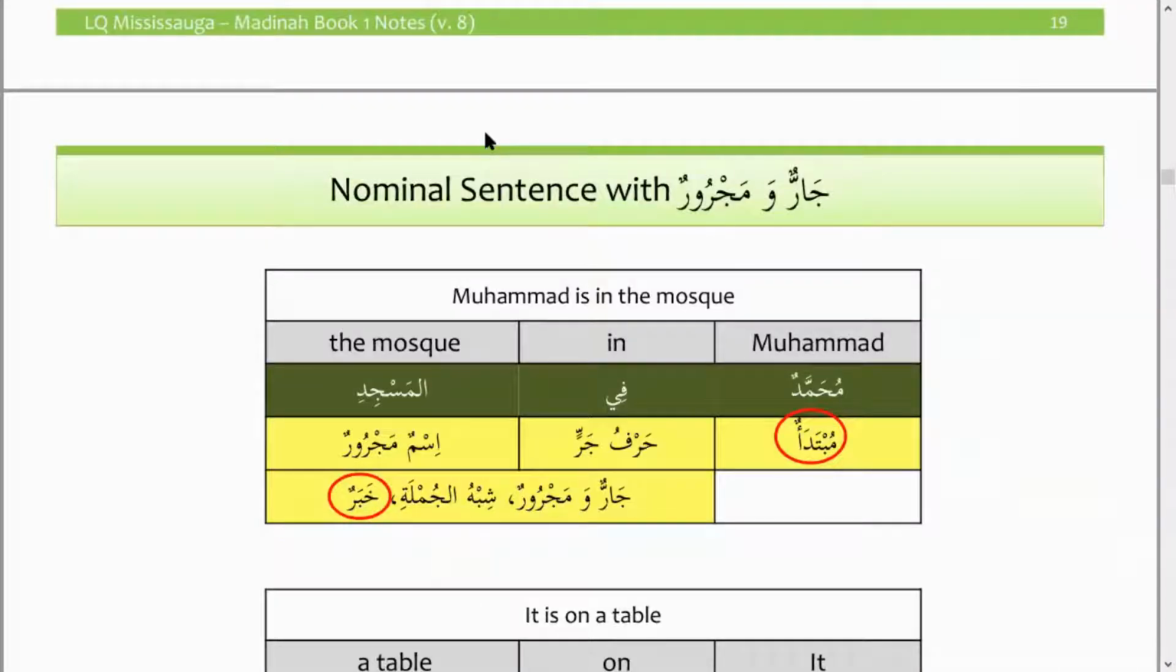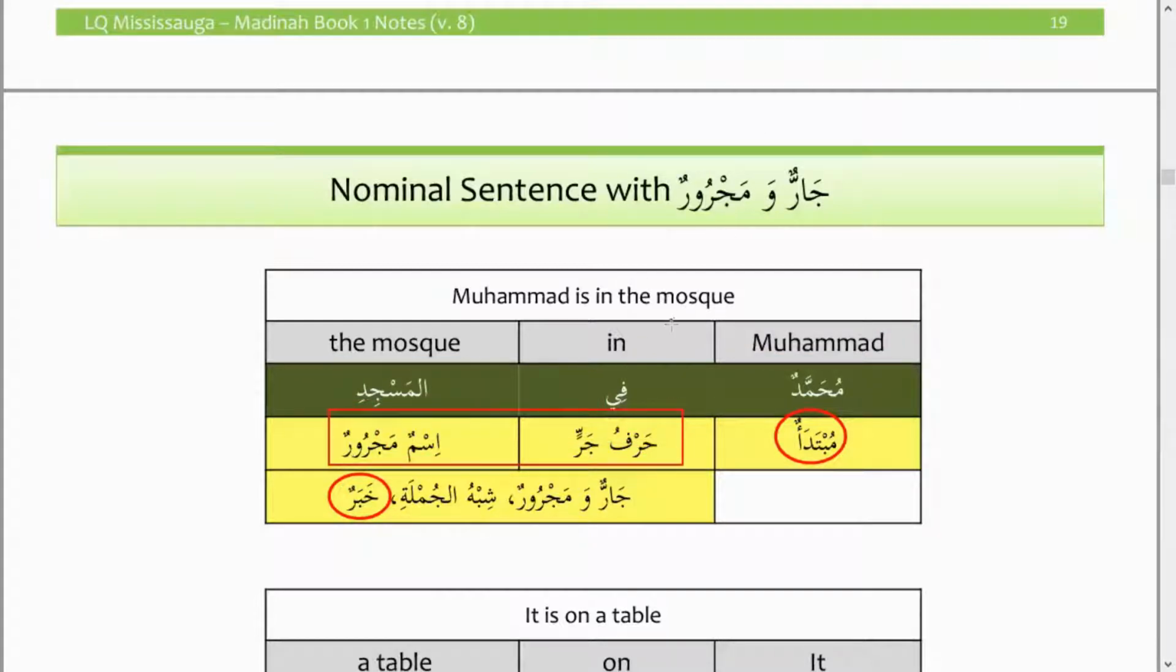So how do we analyze this grammatically? We will say, for example, the statement is Muhammad is in the mosque. So Muhammad is the mubtada, right? He's the mubtada. That is the subject. The first word is generally the subject. Muhammadun fil masjidi. Muhammad is the mubtada. Then fi is the harfu jar, the preposition, right? And al masjid is the ism, a noun, right? But what case is it? Majroor. Ismun majroorun.